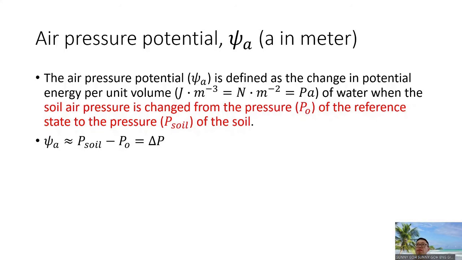Air pressure potential. The air pressure potential is defined as a change in potential energy per unit volume of water when the soil air pressure is changed from the pressure of the reference state to the pressure of the soil. So air pressure potential can be approximated by the air pressure in the soil minus the air pressure of the reference. So here you can get the change of pressure due to air pressure changes.